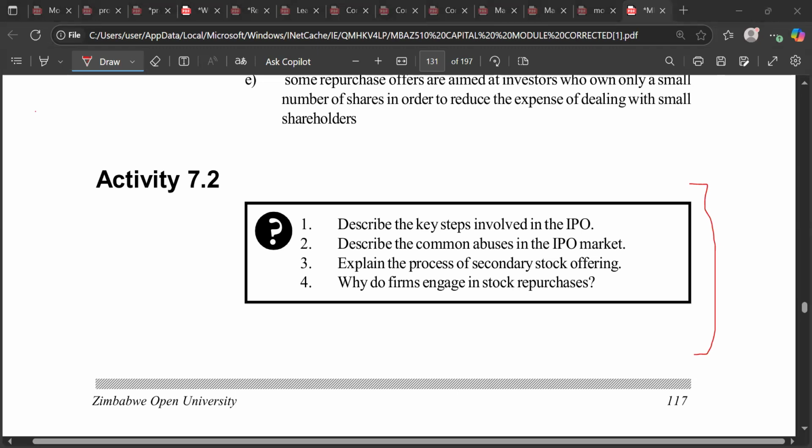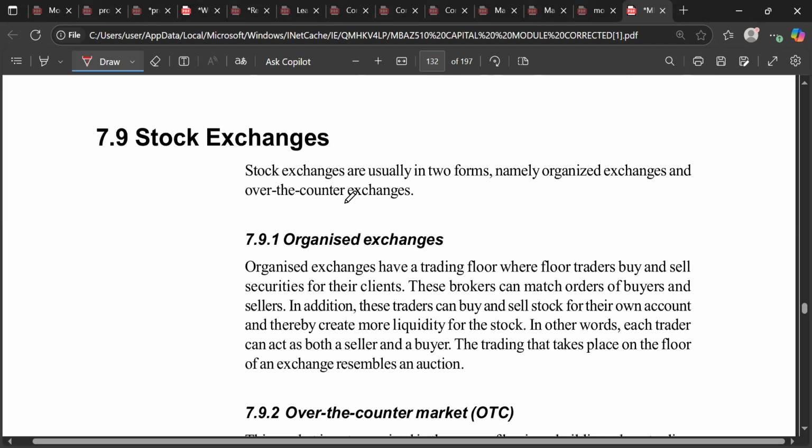Okay, so let's now proceed to the repurchase option. Let's now get briefly into the stock exchange. When it comes to stock exchanges, your securities exchange market, they're usually in two forms. You have the organized exchange and you have the over-the-counter exchange. So now, how are these two different?